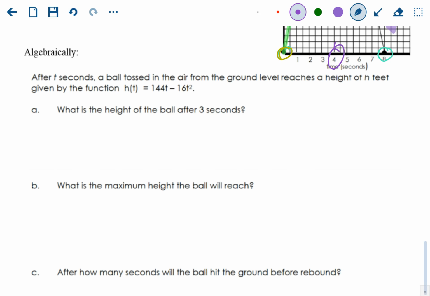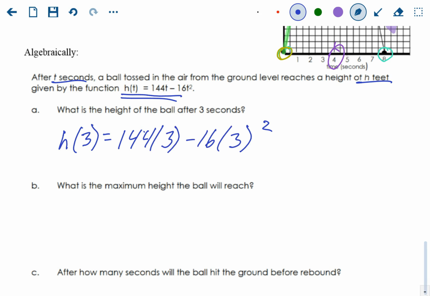Alright, now algebraically, this one doesn't have a graph. You can make a graph, but you don't have to. So this one's h feet, t seconds, different equation. What's the height after 3 seconds? Plug in 3. 144 times 3 minus 16 times 3 squared is, again, make sure you get these answers out, and it is 288 feet.